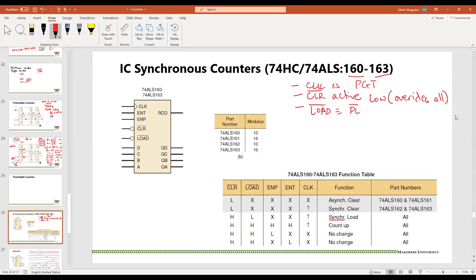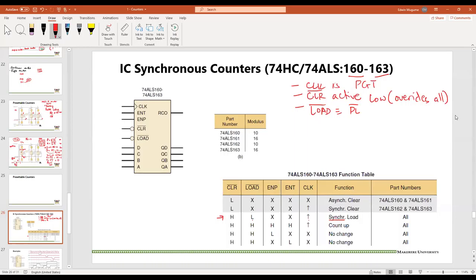Once you put your load inputs and you give a zero at the load, for instance, let us look at this case. If your clear is high, because if clear is low, then you can't load, you just keep clearing. So clear needs to be high. And once your load is low, it doesn't matter what is at these two inputs. However, you need a clock, because it is a synchronous operation. So you need this to be low and you need a clock, and you can perform your synchronous load. All of these counters work in the same way.